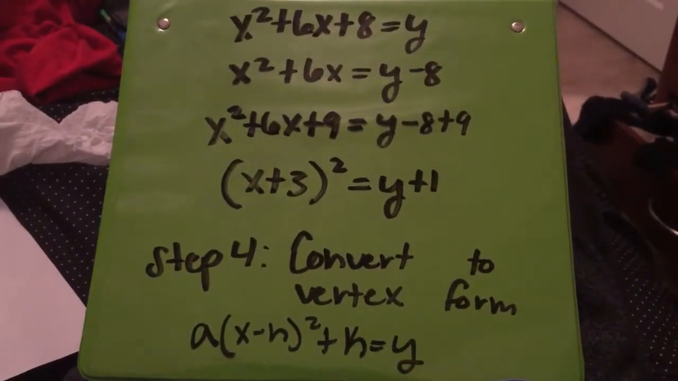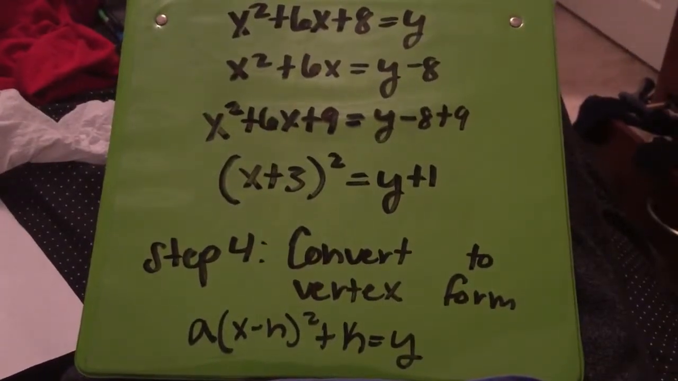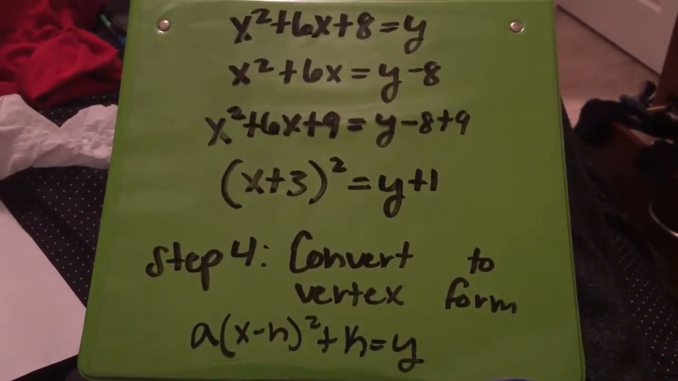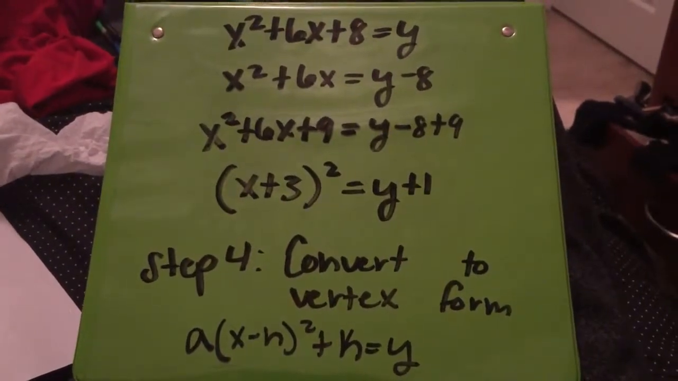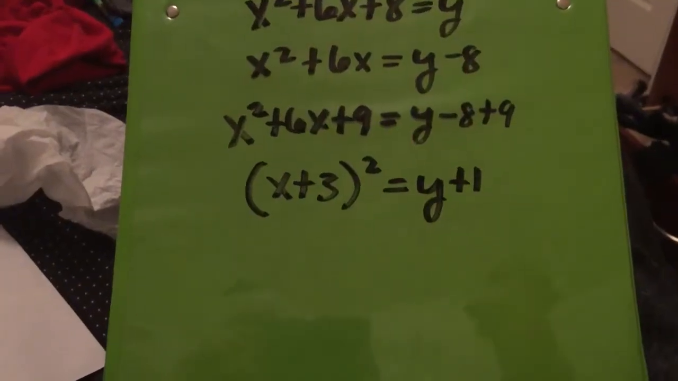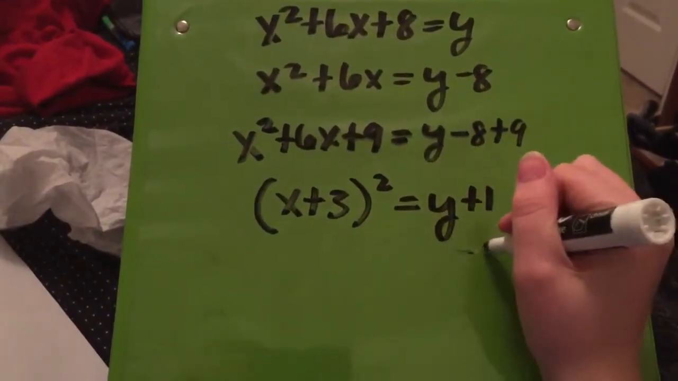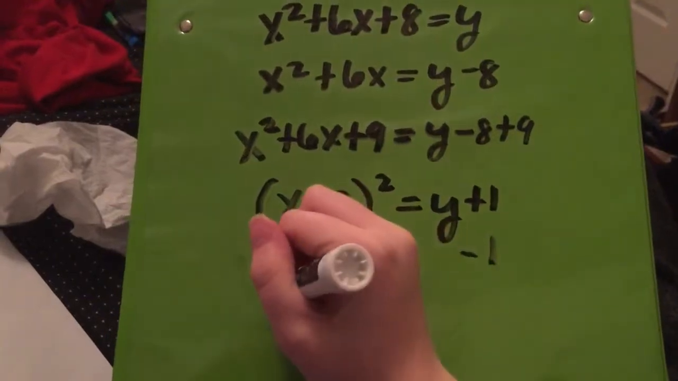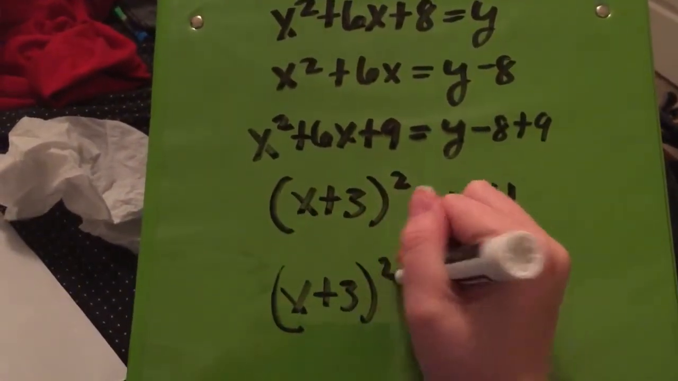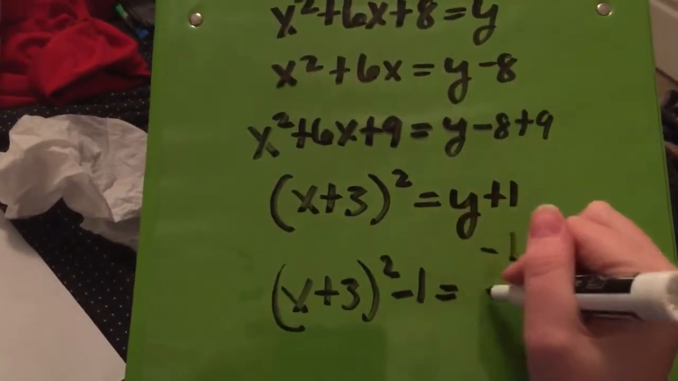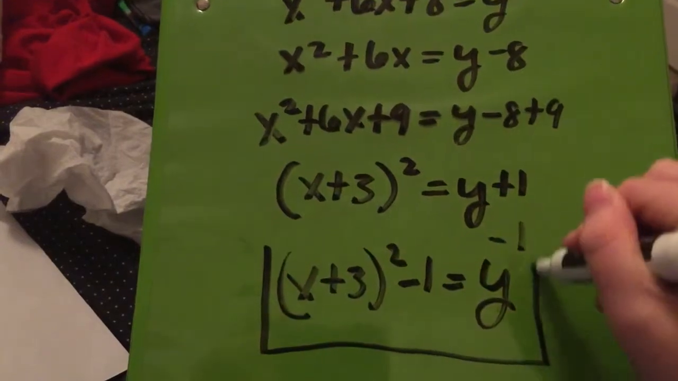Okay, the final step, step 4, is the easiest. You're just going to convert to vertex form, which the format of that is parentheses x minus n parentheses squared plus k equals y. So all you need to do to this equation to get it to vertex form is simply subtract 1 from both sides to get x plus 3 squared minus 1 equals y. And that's your answer.